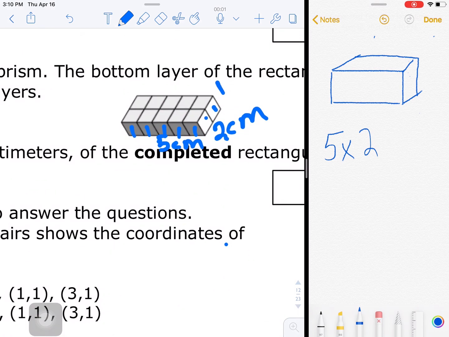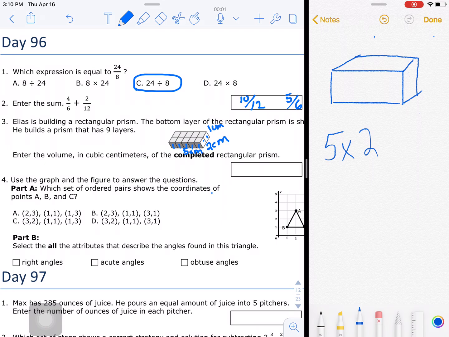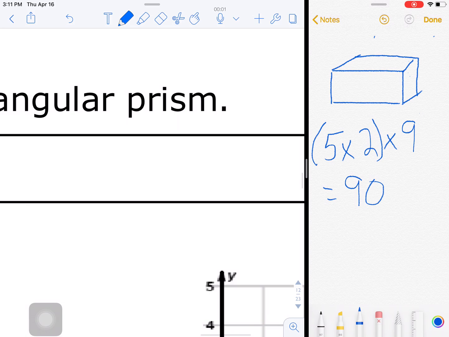But if we just went by what the picture told us, we'd do 5 times 2 times 1. However, look at this right here. It says he builds a prism that has 9 layers. So the height would be 9. So for me, as I'm looking at this, I'm like, okay, 5 times 2 is 10, and 10 times 9 is 90. Now, one thing to remember is that it says enter the volume in cubic centimeters. So we're going to write 90.